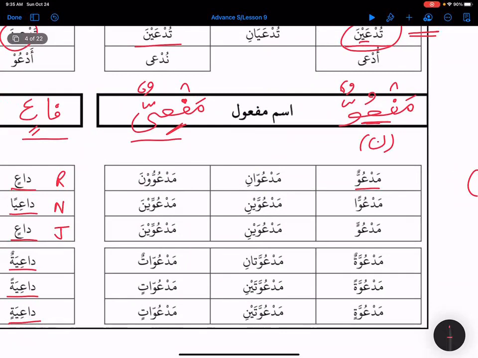Mad'uwani, mad'uwaini, mad'uwaini, mad'uwuna, mad'uwina, and mad'uwina. And then for the ladies, mad'uwatun, mad'uwatan, mad'uwatin. Mad'uwatani, mad'uwataini, mad'uwataini, mad'uwatun, mad'uwatin, mad'uwatin.